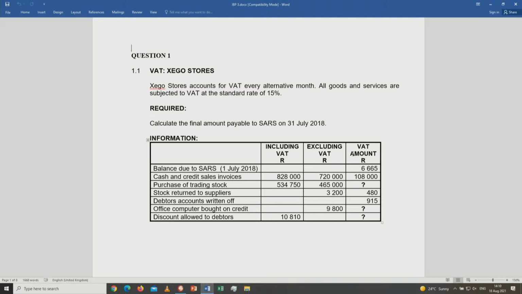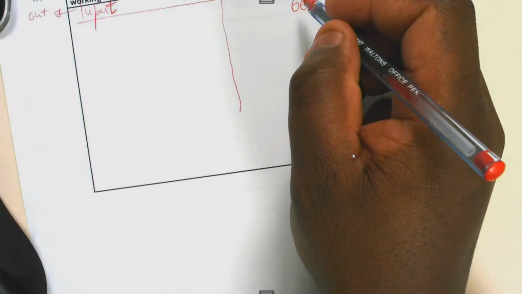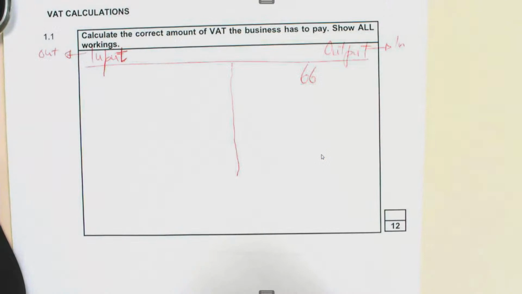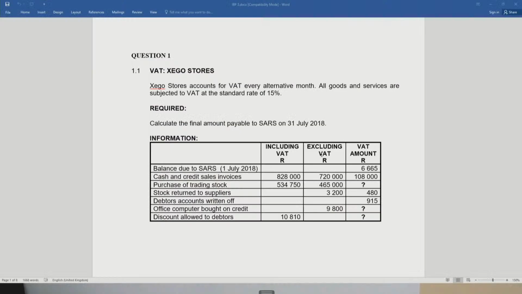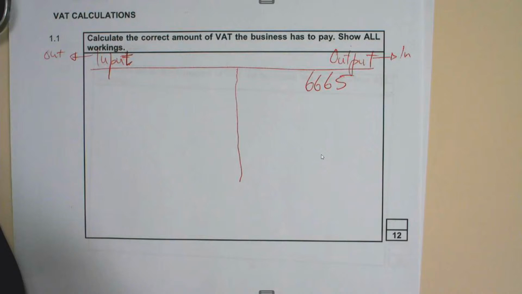Now, let us start with the first one. Remember, I said to you, we'll analyze each and every transaction, right? The first transaction says balance due to SARS. It means we are owing SARS. We owe SARS. Therefore, that has to be credited, has to be output. In our T account here, we'll write 6,665. You don't write the accounts there on the T account. What we want to see on the T account are the figures only.